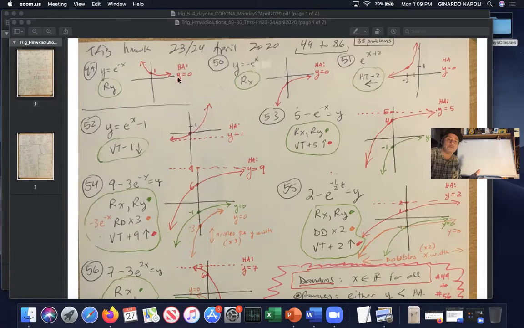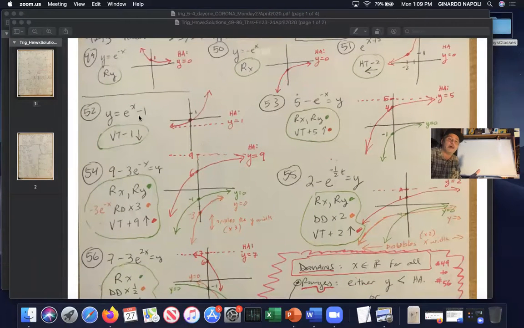So the only time the horizontal asymptote was not y equals 0 is if you added or subtracted. And so if you're subtracting, the horizontal asymptote goes down 1. So this should be y equals -1. Okay, and if you're adding, which is really what's happening here, the horizontal asymptote is going to go up 5. So this should be y equals 5.